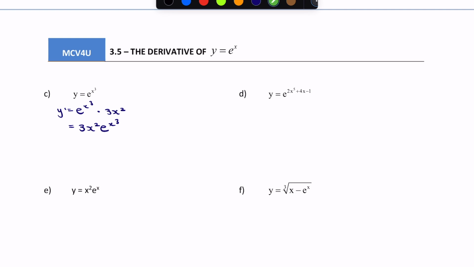Here, if we look at d, we have y is equal to e to the power of 2x to the power of 5 plus 4x minus 1. So y prime is equal to e to the power of 2x to the power of 5 plus 4x minus 1. That stays the same. Then multiply by the derivative of 2x to the power of 5 plus 4x minus 1, which will be 10x to the power of 4 plus 4.